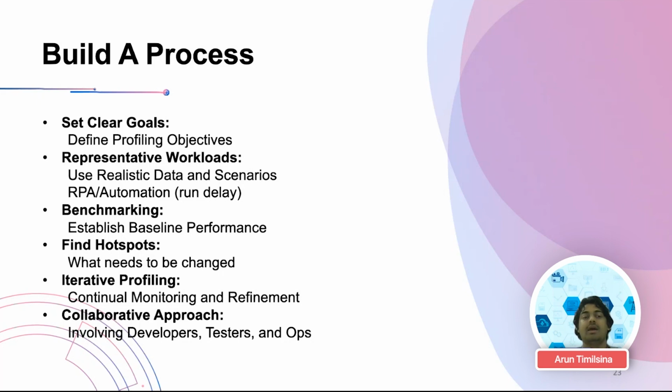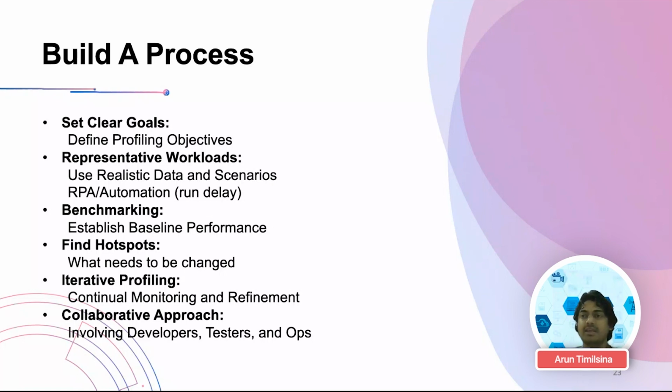Then we have to define a representative workload. In real life scenarios, we have to use realistic data and scenarios as much as possible. For that, we can use automation, or RPA, where we can configure some run delays and, based on that, mimic how the user will carry out certain tasks within our system. We can also capture some concurrent requests.